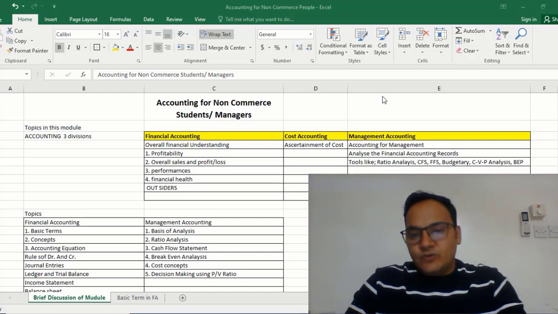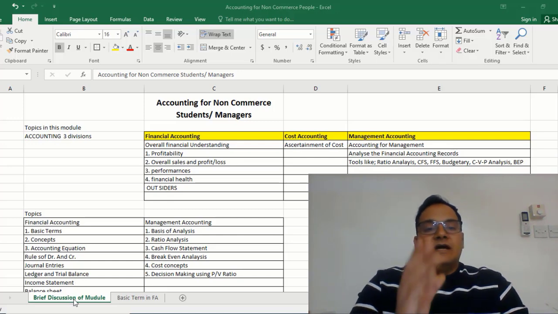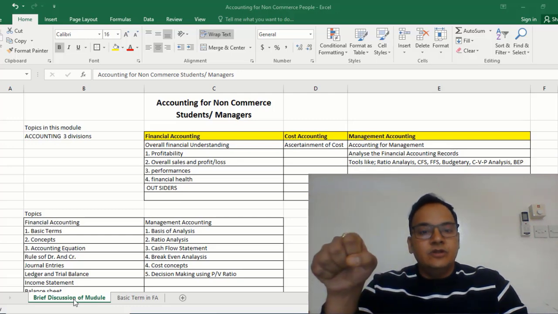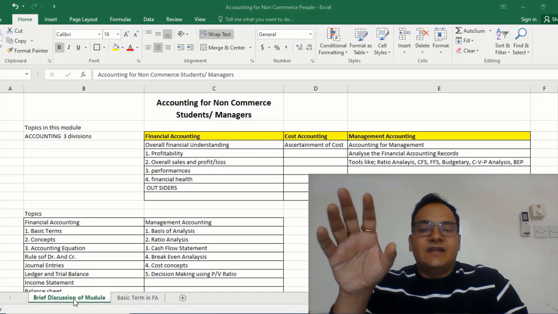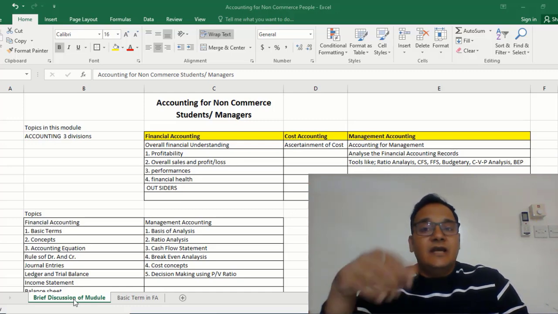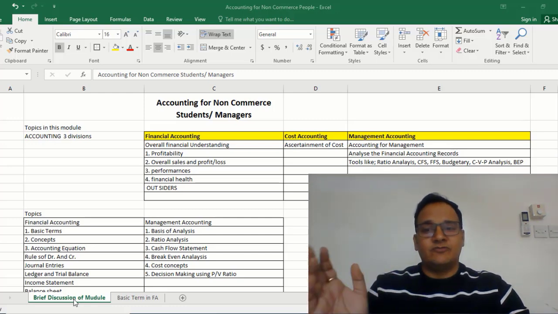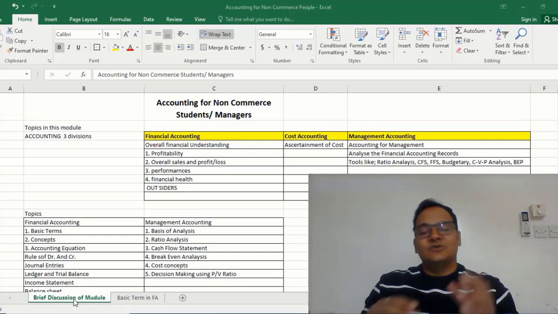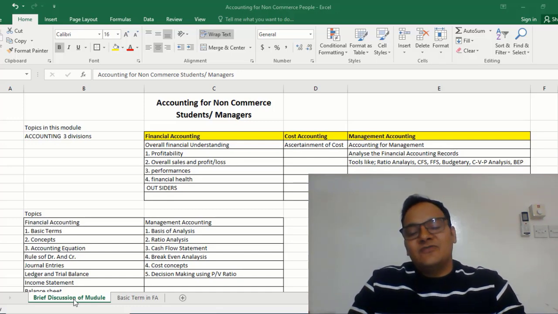All right, so let's focus on today's lecture. As I have told you, I will continue with this Excel sheet to cover the entire syllabus, the entire module, whatever is very important for a person or manager with a non-commerce background to understand the financial terms, cost accounting and management accounting terms. And in future, if the Excel sheet is going very powerfully, I may add bonuses like financial management or other courses into this Excel. So this particular book can become a very helpful book for every one of us.